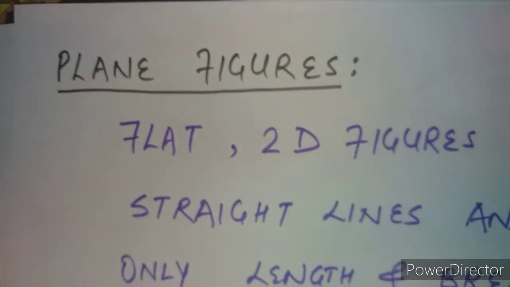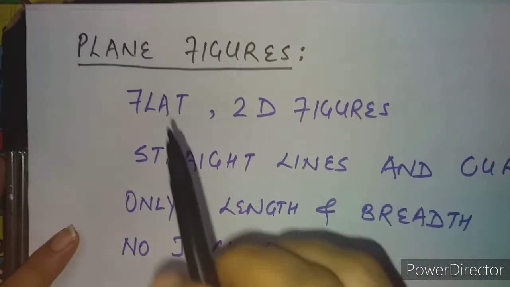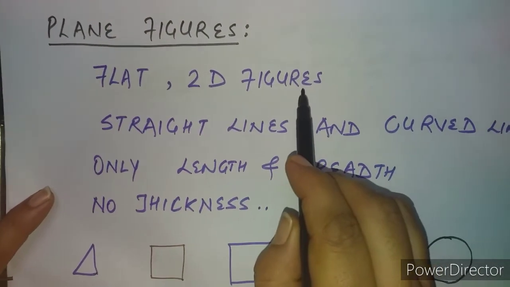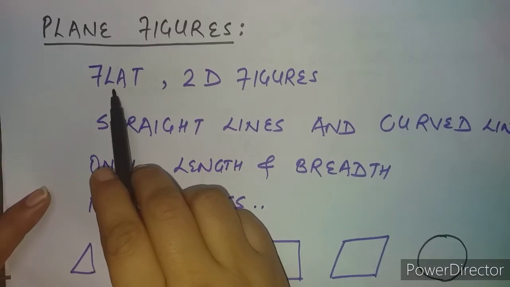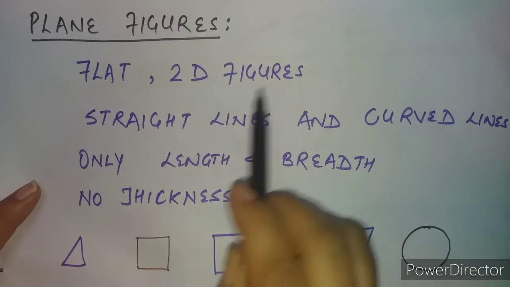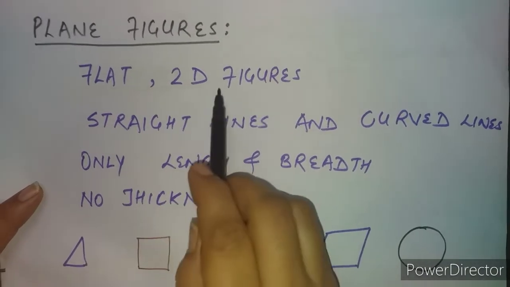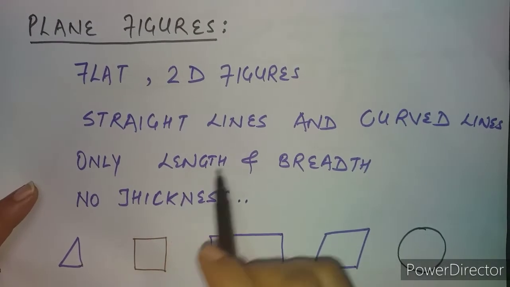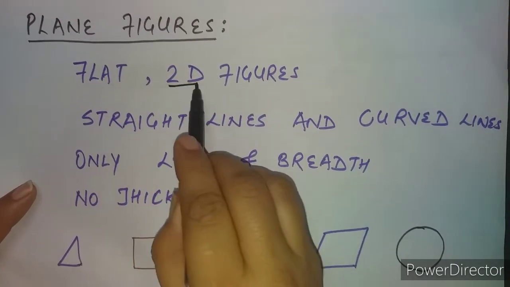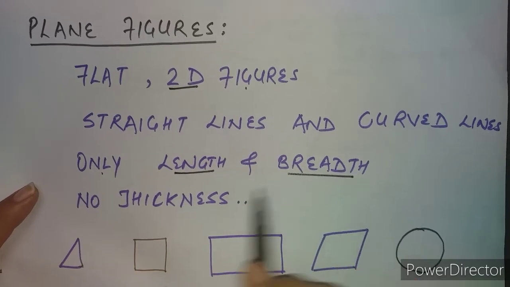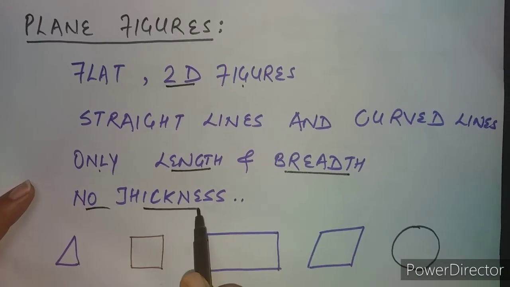So, dear students, plane figures are flat two-dimensional figures. Just see, these are the flat two-dimensional figures. First of all, I want to tell you, they have only the length and the breadth. These are the two-dimensional figures. They have only the length and the breadth with no thickness.